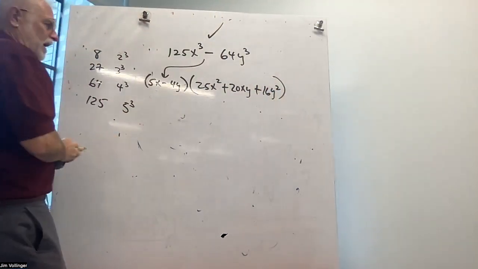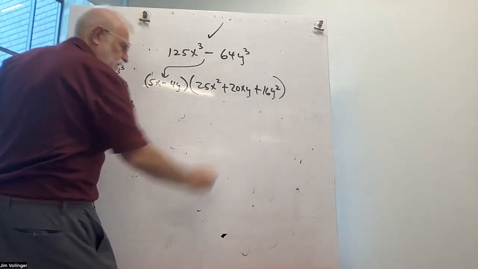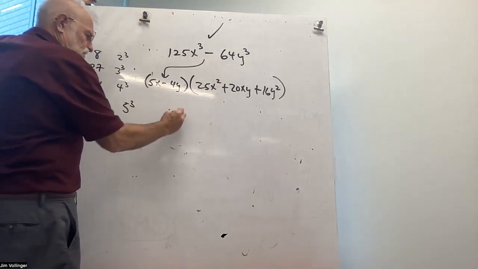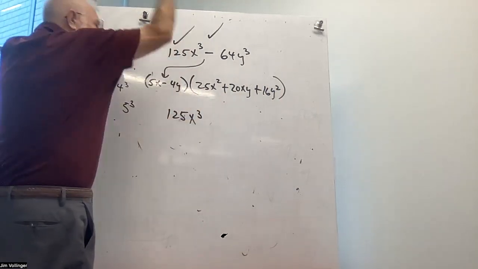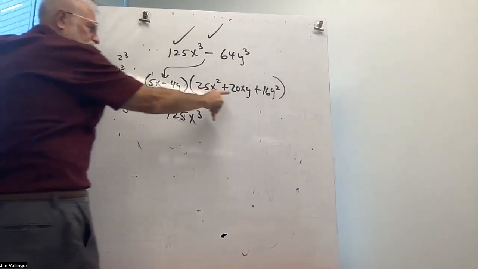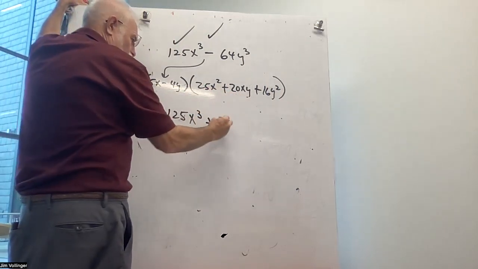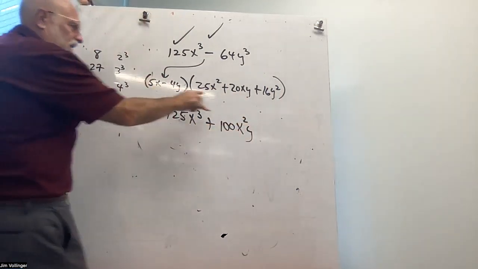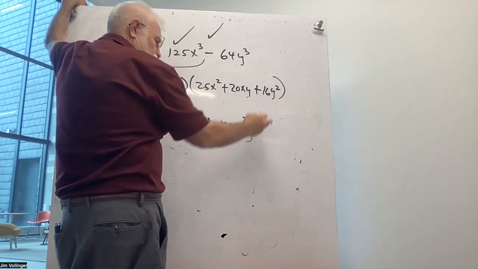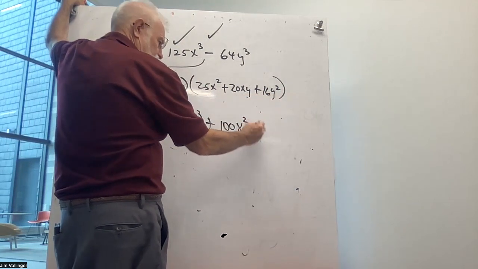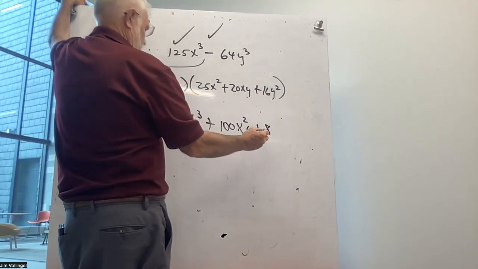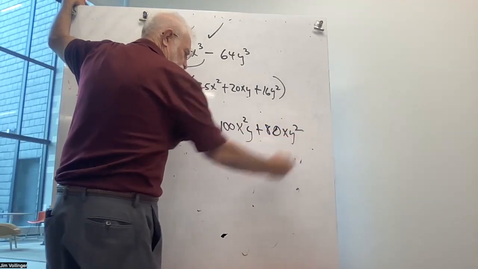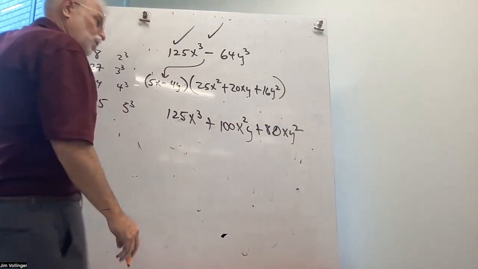I'll multiply this out just to show you that it comes right back to that. The best way to multiply that out is across and underneath, put it into columns. 5x times 25x squared, 125x cubed. Yay! 5x times 20xy, 100x squared y. 5x times minus 16y squared is positive 80xy squared. Now, these terms don't show up.